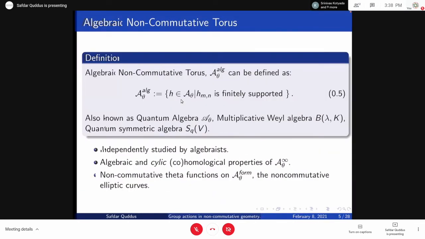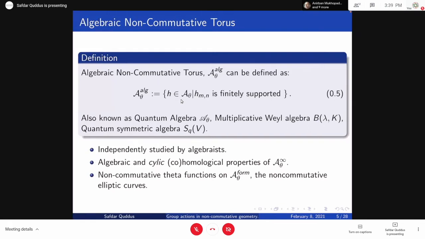We also have something called the algebraic non-commutative torus, which is a subalgebra of elements finitely supported on the lattice. This is sometimes known in the literature as a quantum algebra, and multiplicative Weyl algebra, and also quantum symmetric algebra. This is also interesting, and I'll let you know why. Firstly, it is independently studied by algebraists, being an associative algebra.